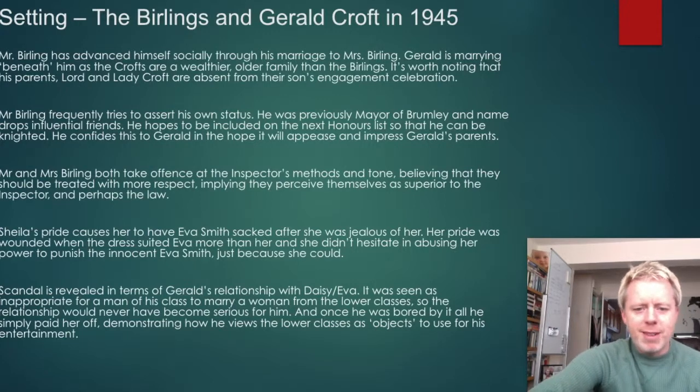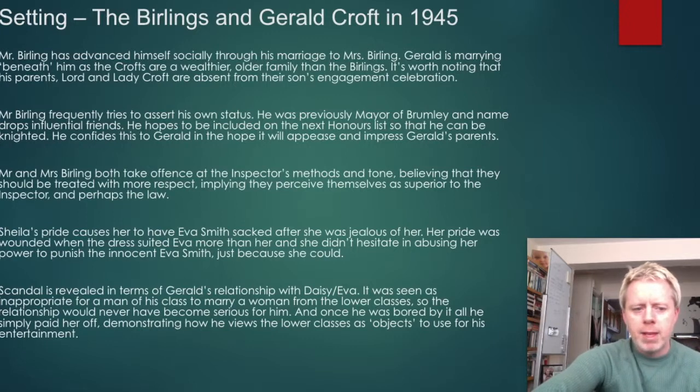Mr. Birling frequently tries to assert his own status. He was previously Mayor of Brumley and name drops influential friends in attempts to impress the family but intimidate the inspector as well. He hopes to be included on the next honours list so that he can be knighted, and he confides this to Gerald in the hope it will appease and impress Gerald's parents. Mr. and Mrs. Birling both take offence at the inspector's methods and tone, believing that they should be treated with more respect, implying they perceive themselves as superior to the inspector and perhaps the law because of their status within society.